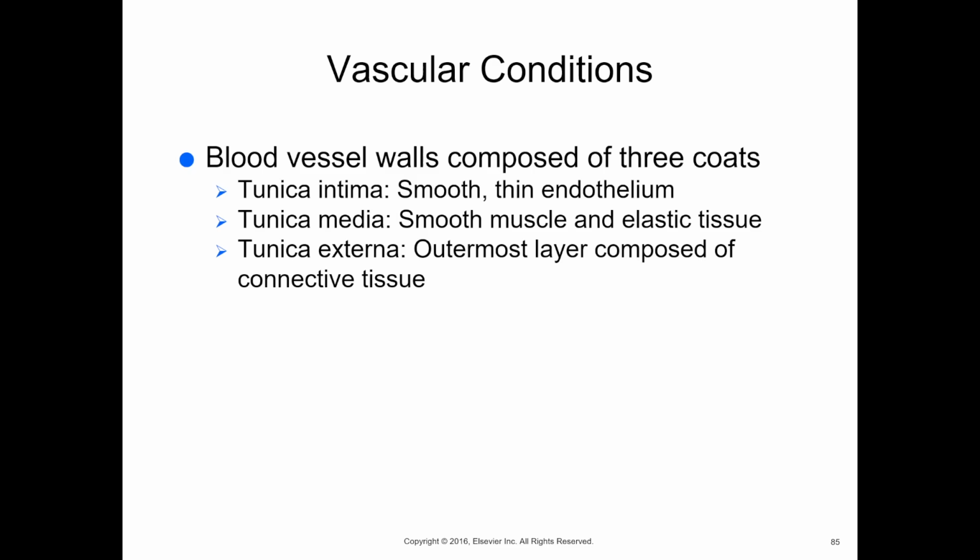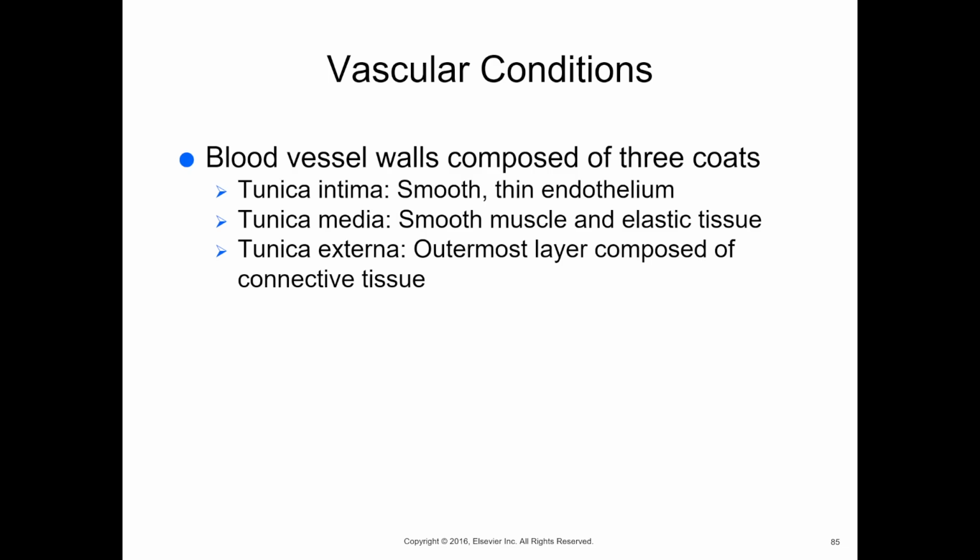Okay, so moving on to vascular conditions. These are conditions related to issues with blood vessel walls. Remember, our blood vessels have 3 different layers. The tunica intima, which is the smooth, thin endothelium on the inside. The tunica media, which is the smooth muscle and the elastic type tissue in the middle, and our tunica externa, which is our outermost layer of primarily connective tissues.